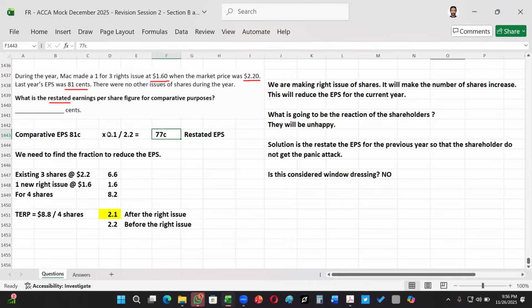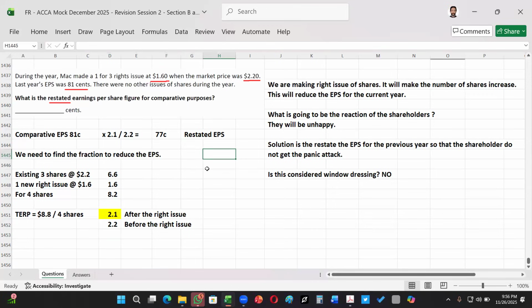Again, you need to understand the objective. The objective was to reduce the EPS. So to reduce it, we multiply it by a lower value as compared to the higher value. The lower value is the price after the right issue, and the price before the right issue was a higher figure. So since we wanted the low value, we multiply it by 2.1.